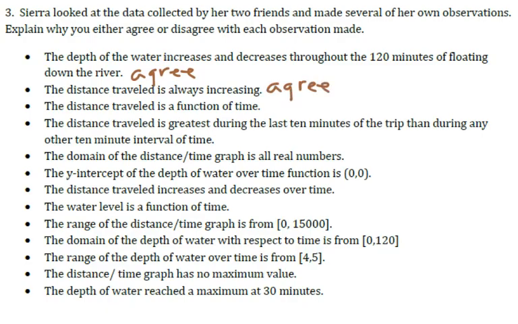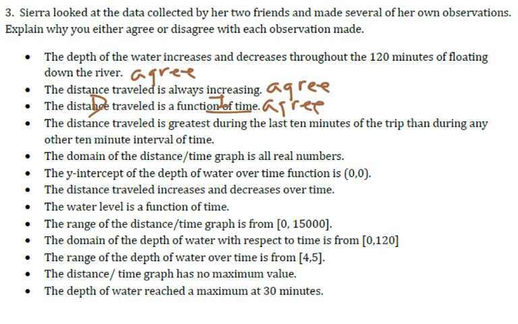Okay, the distance traveled is always increasing. Yeah, because we're traveling a distance away. The distance traveled is a function of time. Okay, is time our input? Yeah. So yes, according to the time, that determines our distance traveled. That's like the independent and dependent variable. So we should agree with that one as well.